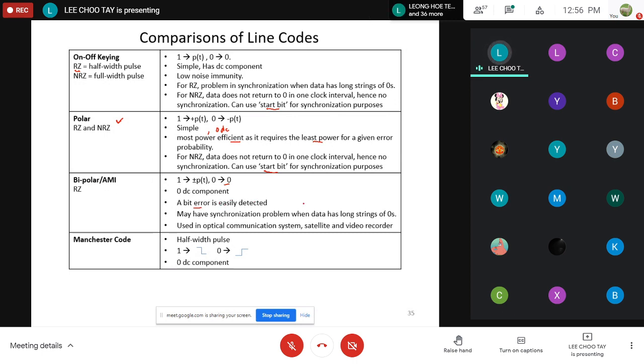Again, same problem when your data has a long string of zeros, because we send zero with no pulses. Okay, and this method is commonly used in optical communication systems, satellites and video recorders. So I actually put it over here.